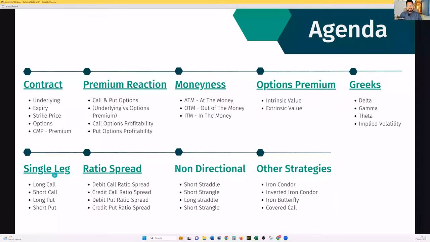And we speak more about single leg strategies, ratio spreads, and directional, non-directional strategies, and then other strategies. This is going to be the agenda for the day. And this session is going to be a two-hour session. So for all the beginners, I dedicate this particular video.